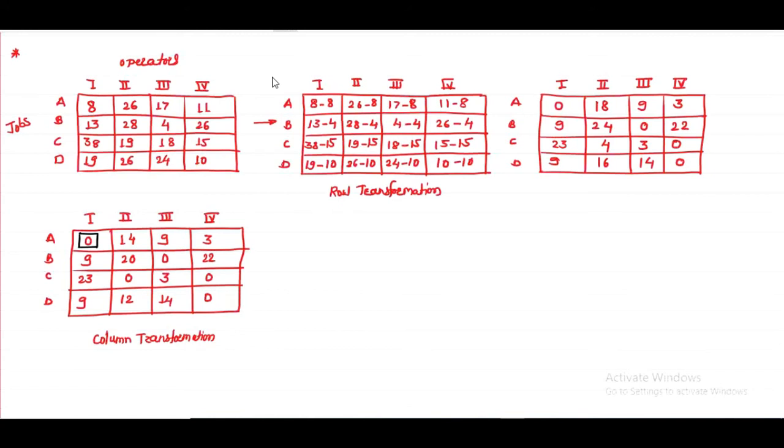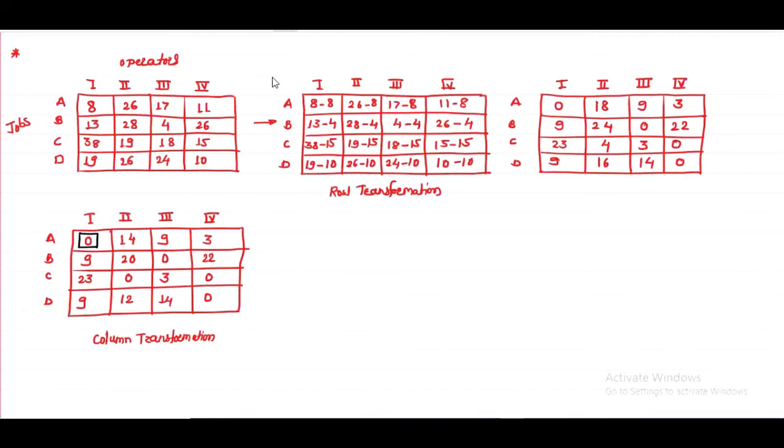What is the first step? We'll check the first row. If a single 0 is available in this particular row, we'll draw a square around this 0, and then we will check whether another 0 is available in this particular column. No 0 is available, then we will go for the second row.